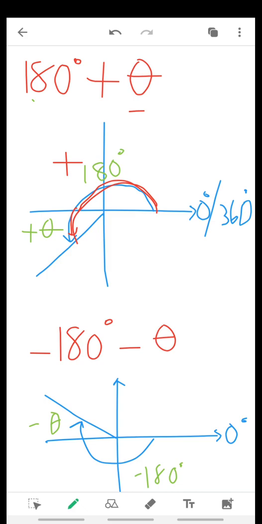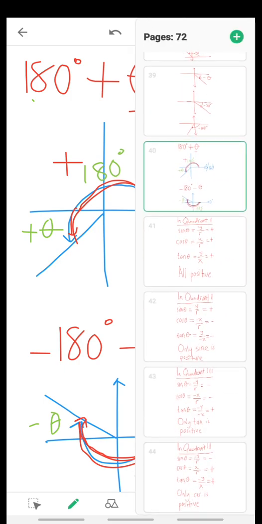Negative 180 minus theta. I have two negative angles, meaning from 0 degrees I measure 180 degrees in which direction? In the clockwise direction. Then this is your negative 180. But where I stop, I must continue theta degrees clockwise because I have negative theta. So this is your negative theta, and the whole of this angle here is negative 180 degrees minus theta. Those are how we measure angles.